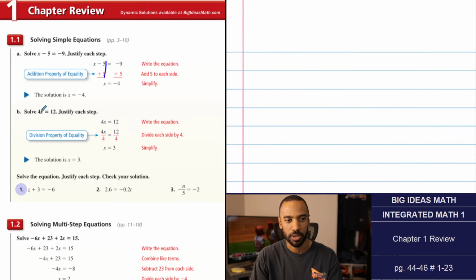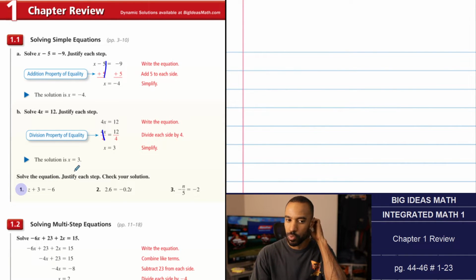In the second example here, it says 4x equals 12. Justify each step. There's only one step to make, which is 4x means 4 times x. If we want to say a number times 4 is 12, we'll divide that number by 4 to figure out what it is. Now 4 divided by 4 is 1, so 1x is what we're looking for. 1 times x equals 3. The solution is x equals 3.